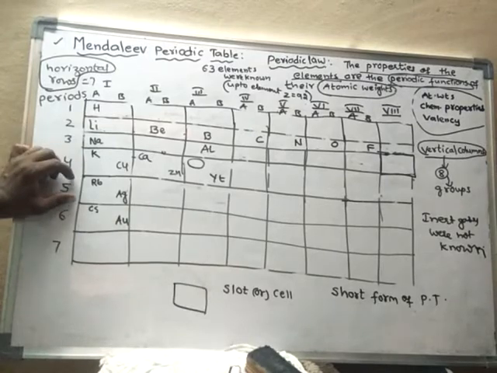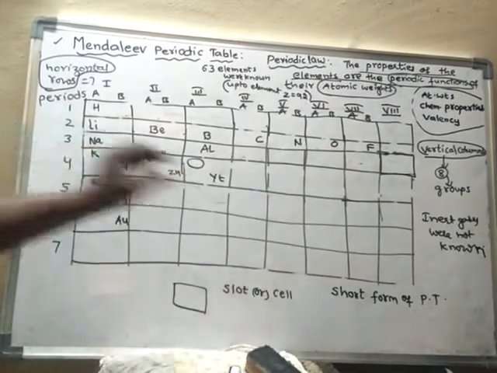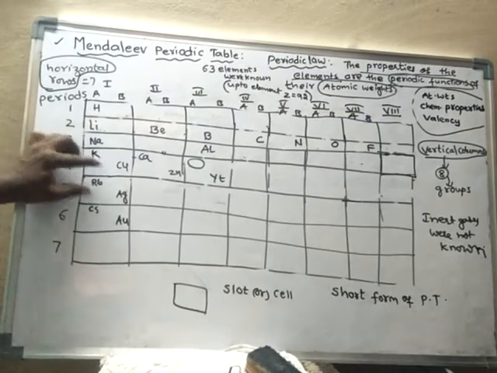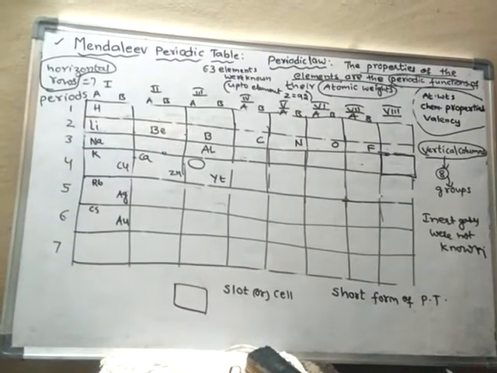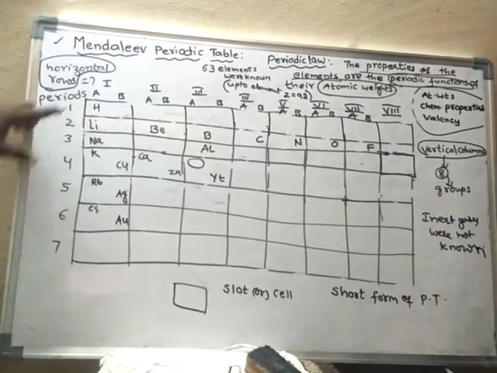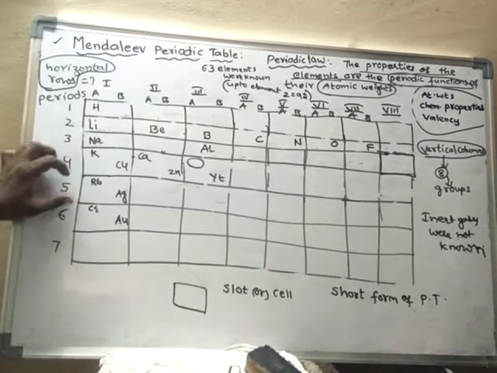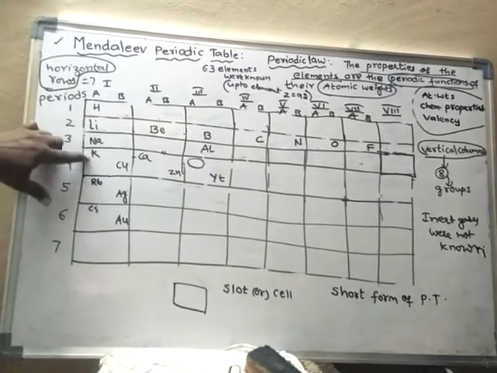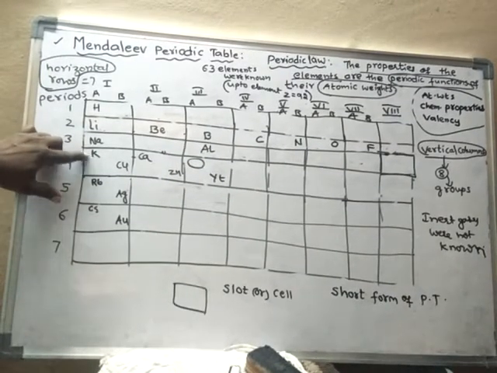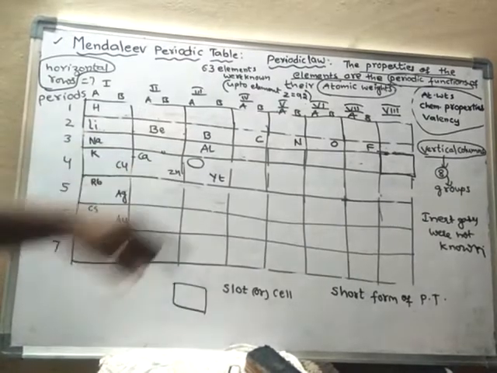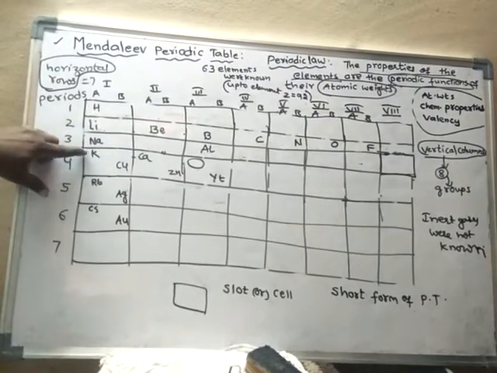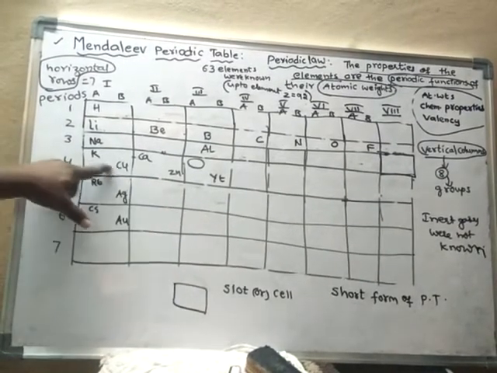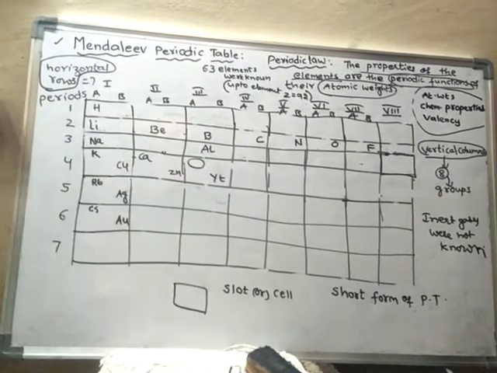From the 4th period onwards, every cell contains two elements. Up to the 3rd period it is okay, but from the 4th period onwards, every period is again divided into two rows. First row of elements, second row of elements like this. So it is called odd row and even row. Odd row, even row of elements, like this he arranged.